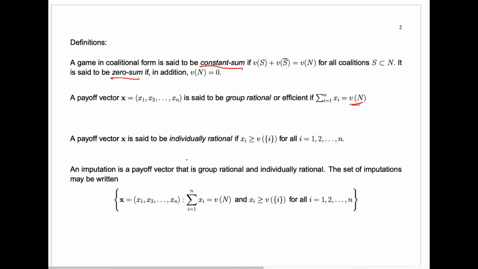A payoff vector is said to be individually rational if each player gets at least the amount that he could get working on his own. V of the singleton set {i} is the amount that player i could get, at least as an expected return, working all by himself, playing against all the other players. If the payoff to player i is bigger than that, that at least is something rational for player i. If the payoff is smaller, why would player i want to accept such a payoff? He could just work all by himself and get a larger amount.